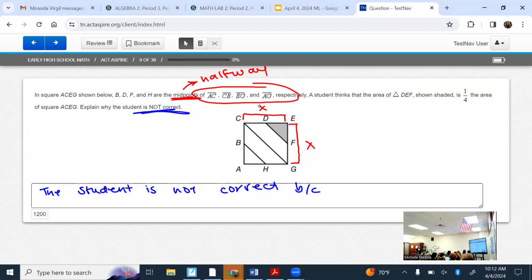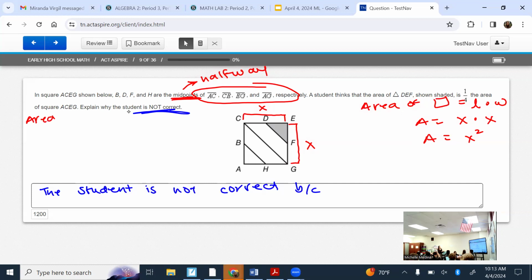It'd be helpful if we knew what the area of the square is, but we know that the formula for area of a square is what? Length times width. And then if we're calling one side X, then the area of this square is X times X, which is what? X squared. So if we're saying that the triangle area is a fourth of the square, then it would have to be 1/4 times X squared, right? So here's my area of the square.